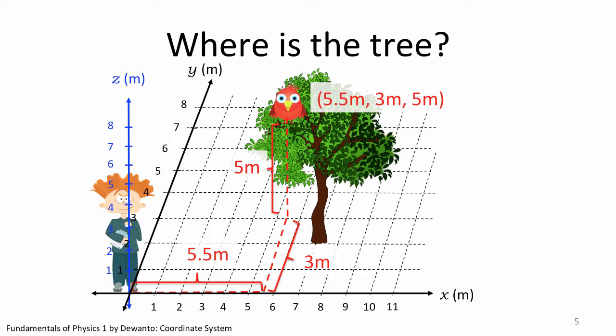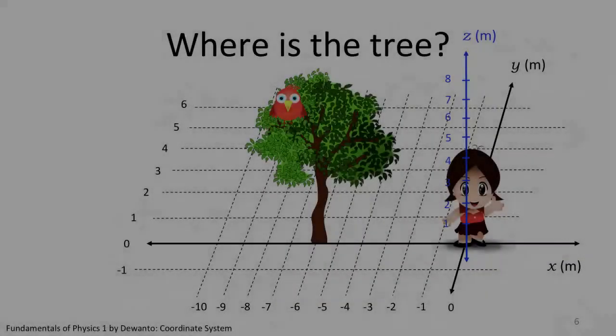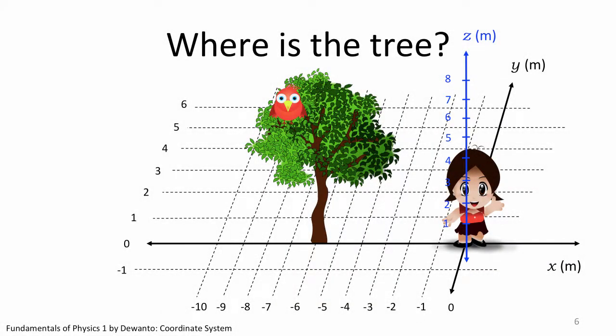Now, is our boy's coordinate system the only coordinate system we can use to describe the position of the tree and the bird? Well, of course not. In similar fashion, we can also describe the position of the tree and the bird using Argall's coordinate system. That is a coordinate system where Argall is at the origin of the coordinate.